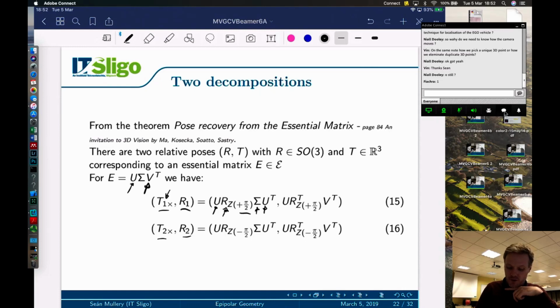For the second one then, you're using again a rotation around Z of pi over 2. The only thing that changes between these is the rotation around Z effectively. And you then use a V transpose there in order to find out what the rotation matrix is going to be. Okay, so that's how we would get it once we get our essential matrix, if we can get it.